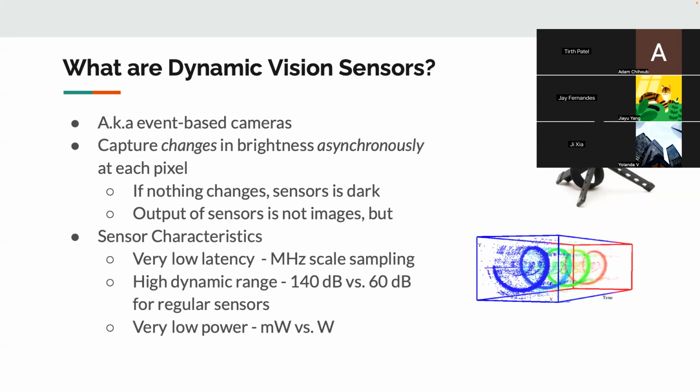So it'll be sort of a 3D point cloud where you have your XY, which is the image space you're used to, but then you also have time. So time would be your third dimension. So you get this kind of point cloud representation.